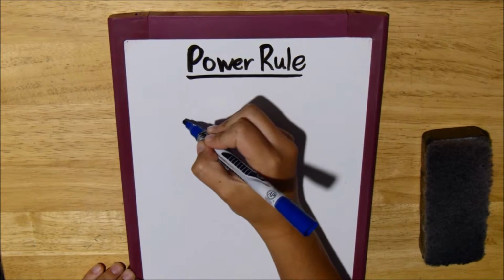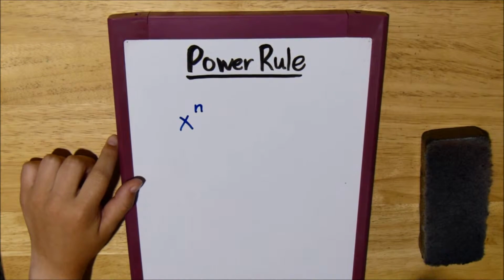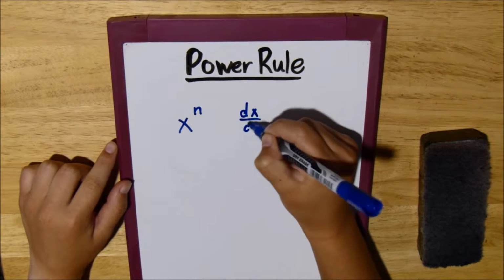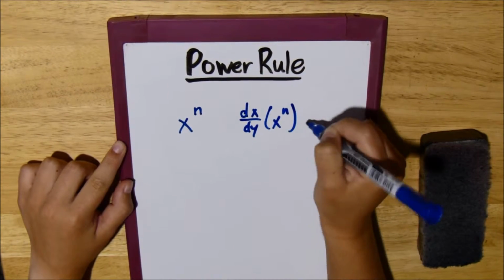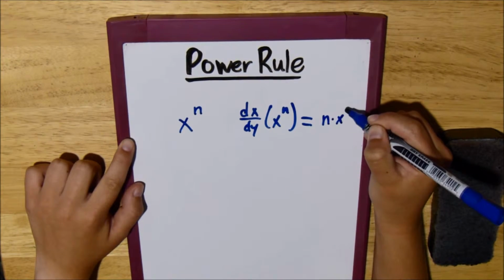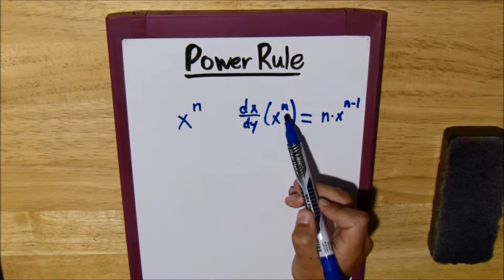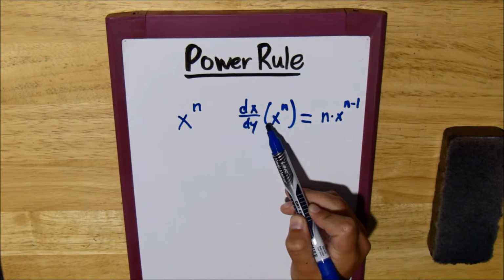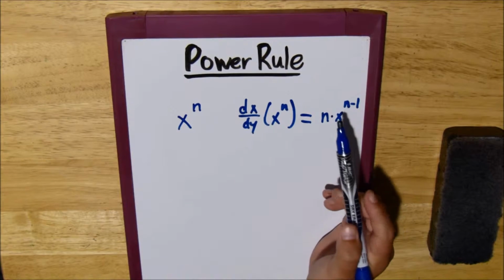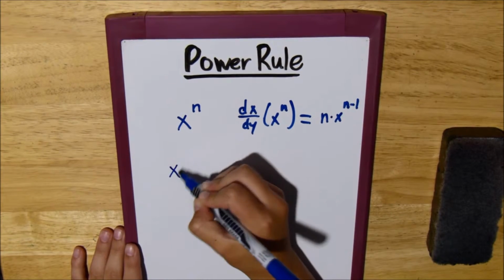So let's say we have some x and it's raised to some n, some exponent. To take the derivative, dy over dx of x to the n, this would turn into n times x to the n minus 1, right? So you see, we bring this exponent down and we multiply it by our x, and then we subtract 1 from our exponent. So let's try it out with something really easy like x to the third.